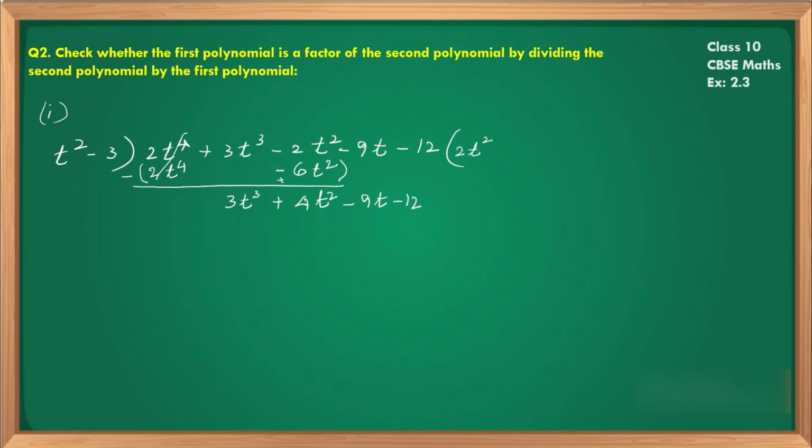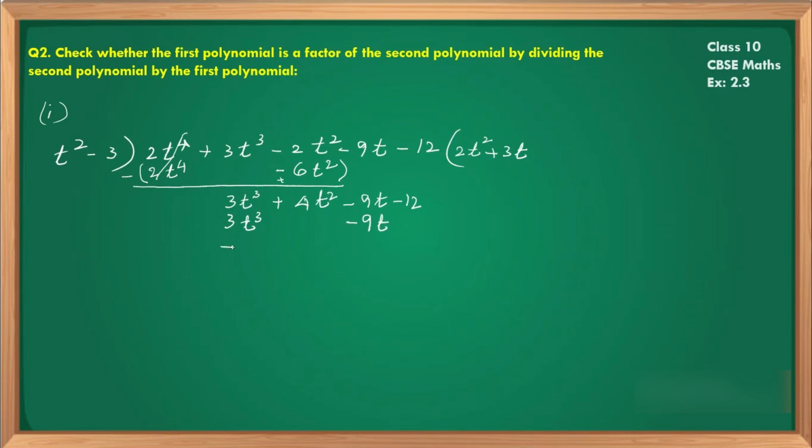Now second stage of division. Here you have 3t cube. In this divisor you have t square. You have to multiply with plus 3 and 1t. T and t square gives you 3t cube. 3t cube. Next is 3t into minus 3. You get minus 9t. Write down right below that 9t.